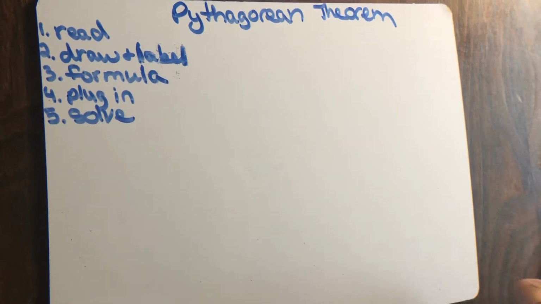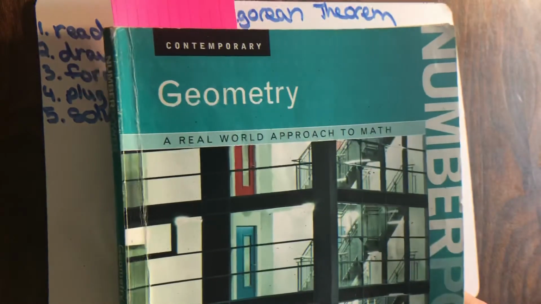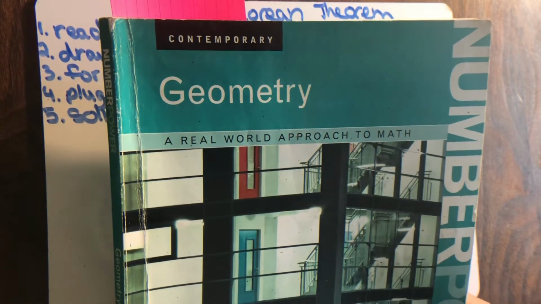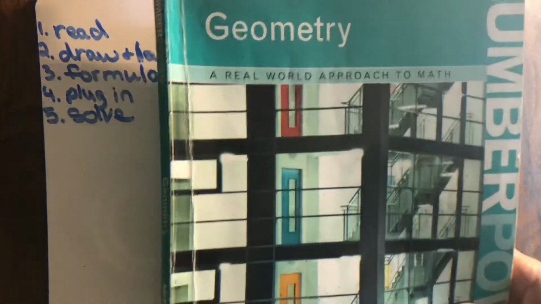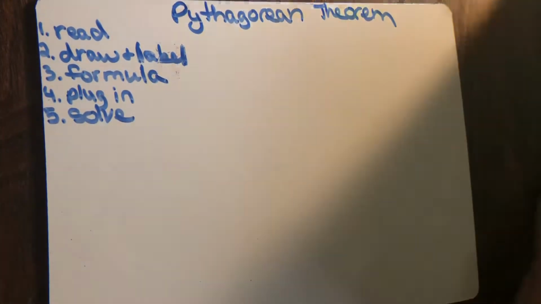Let's work some more problems with Pythagorean Theorem. Now I'm going to be working from the Number Power book, Geometry by McGraw-Hill. It's a great book if you're a student working on your high school diploma. I like the way that it breaks down the concepts and it gives you lots of practice of individual concepts before it starts mixing the concepts together, which is very helpful.